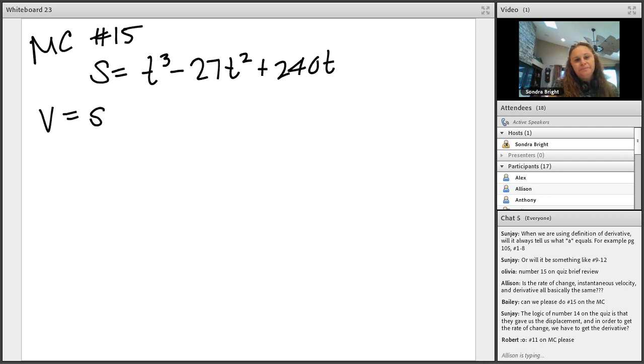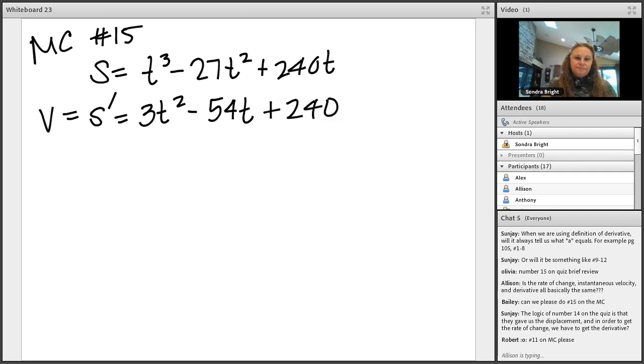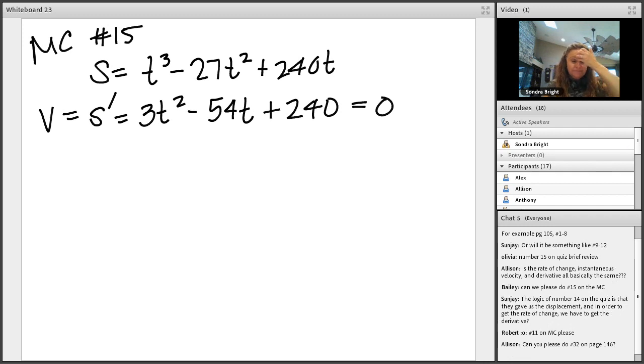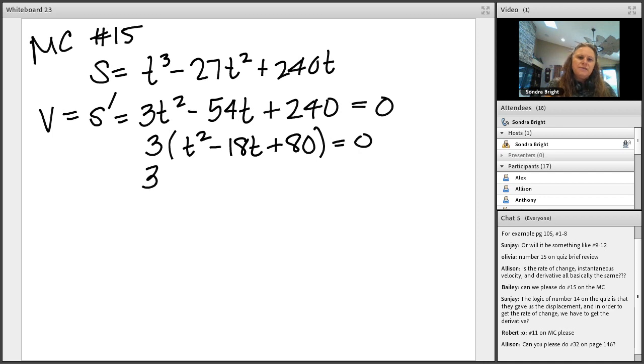So velocity will be the derivative of this: 3t squared minus 54t plus 240. Then we want the acceleration each time the velocity is 0. So the first thing you want to do is find when this velocity is 0. Does 3 go into everything? I hope so. 3 goes into 54 eighteen times, and 240 eighty times. Oh, nice. Then that'll give you t minus 10 and t minus 8, I believe. Tell me if I'm wrong. That should be it.